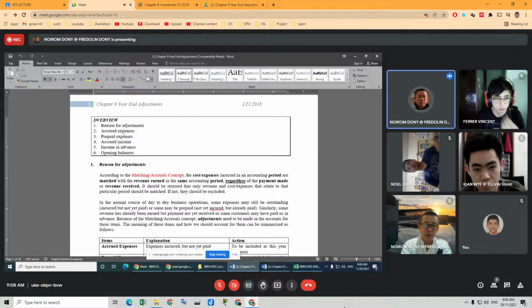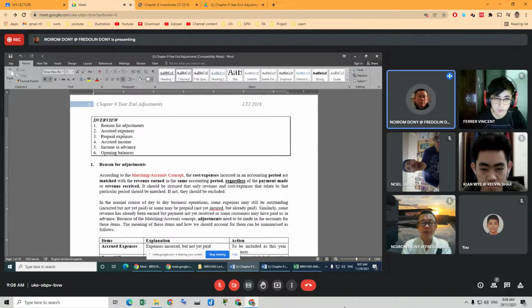Okay, so if it's prepaid expenses, it has already been recorded. So now we only have to reduce the expenses so that we only record expenses meant for the current year only. And not only expenses, income also, we have accrued income.